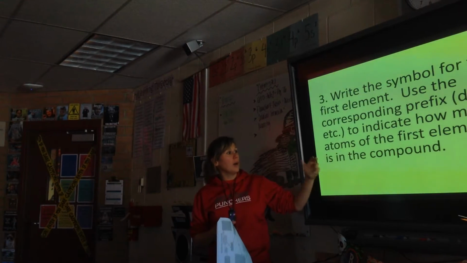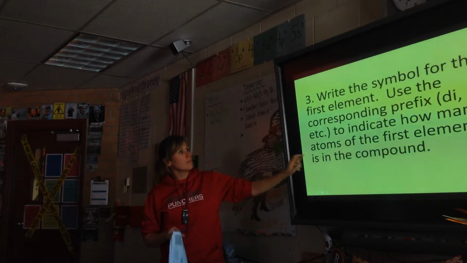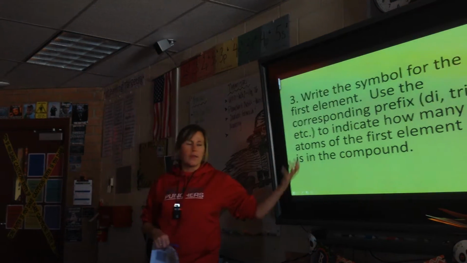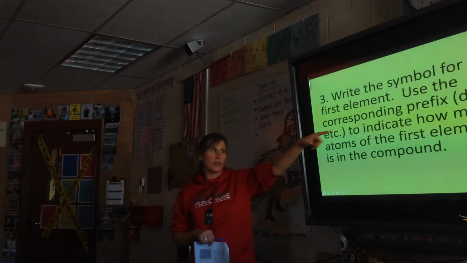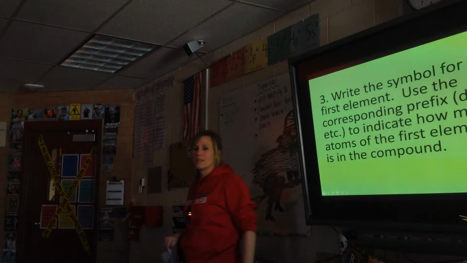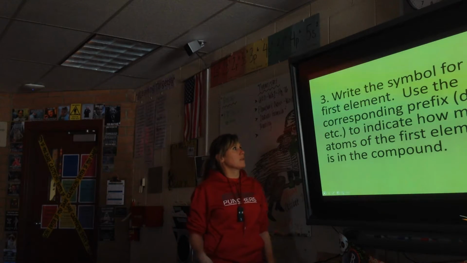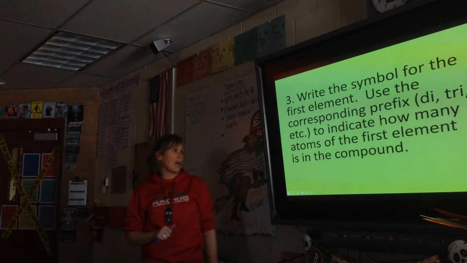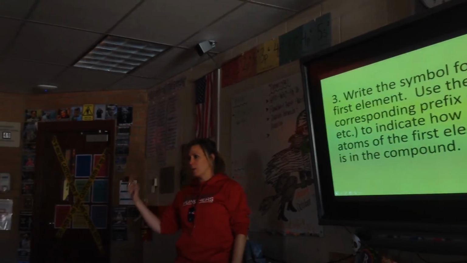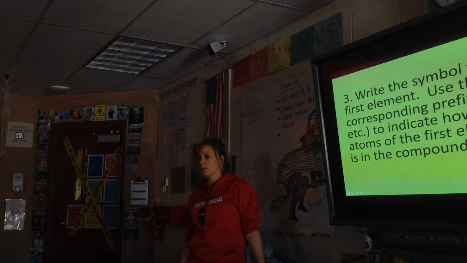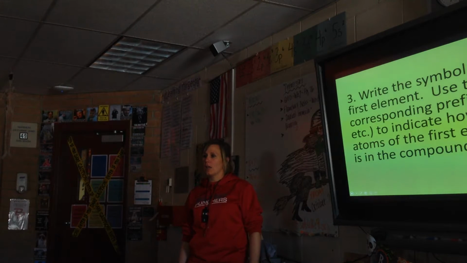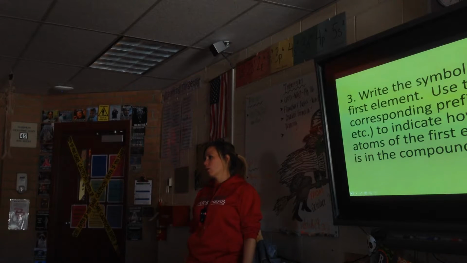Okay, cool. On the other hand, guys, if you have more than one, then you are obviously going to use the prefix to write C2, C3, C4, whatever the case is. So write the symbol for the first element. Use the corresponding prefix to indicate how many atoms are in the first element. On the first box that you just wrote, if you only had one, just write the element and move on. Okay? For this one, if you do have more than one, like if it says dicarbon or tricarbon or tetracarbon, then you are going to write C2, C3, C4, whatever the case is.